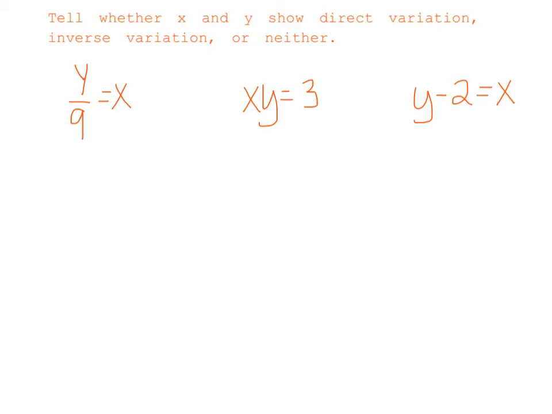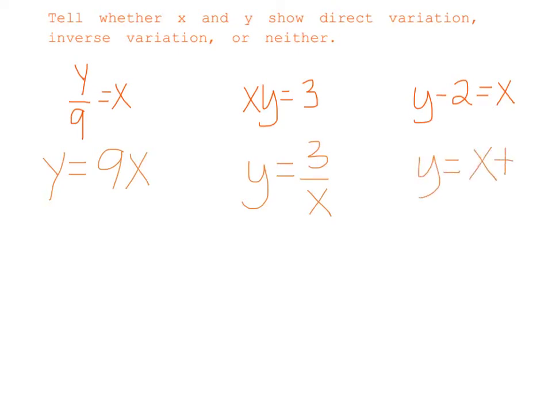So here's an example. Tell whether x and y show direct variation, inverse variation, or neither. And the trick to answering these questions, whenever you see ones like this, is to first rework the problem so that y is by itself. So in this first one here, y over 9 equals x. In order to get y by itself, we need to multiply both sides by 9. Here, xy equals 3. In order to get y by itself, we need to divide both sides by x. And here, y minus 2 equals x. In order to get y by itself, we need to add 2 to the other side.